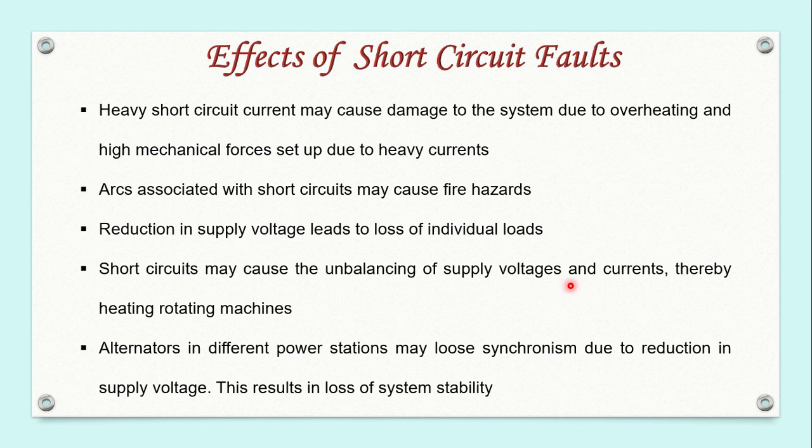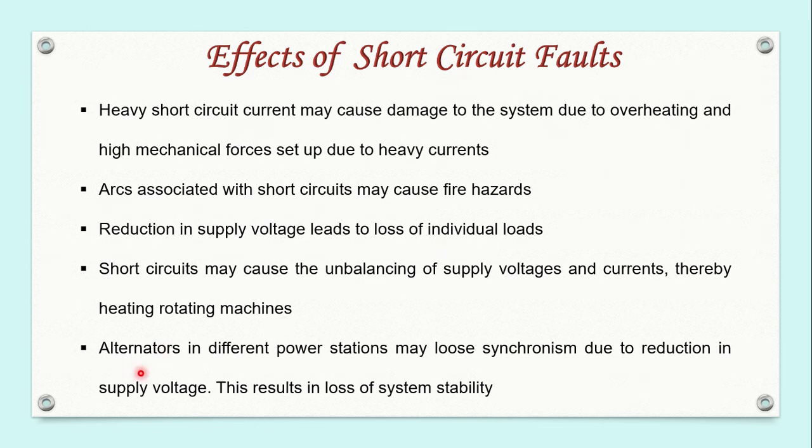So system voltage and currents will become unbalanced, and this will lead to heating of rotating machines. If rotating machines like generators and motors are given an unbalanced supply, it will lead to heating of the rotating machines. So it will finally lead to the burning of the machine winding, etc.